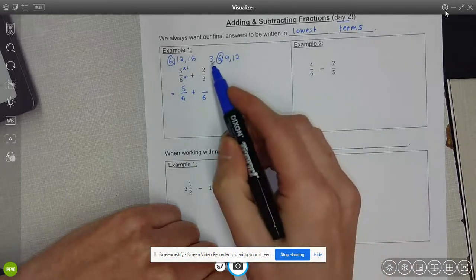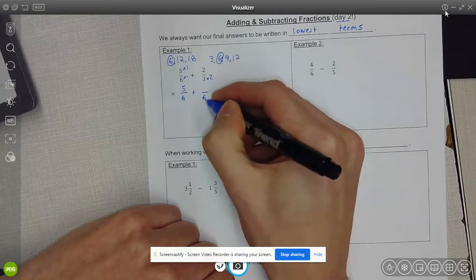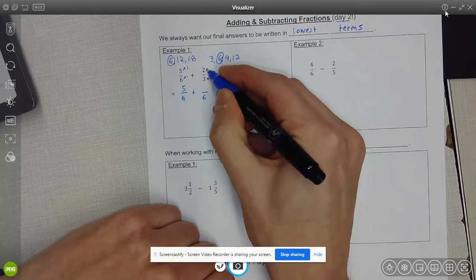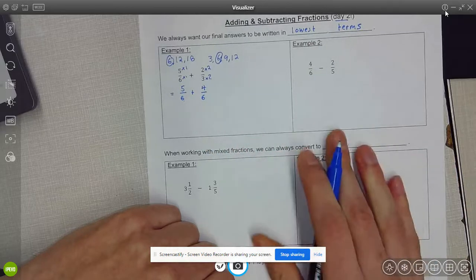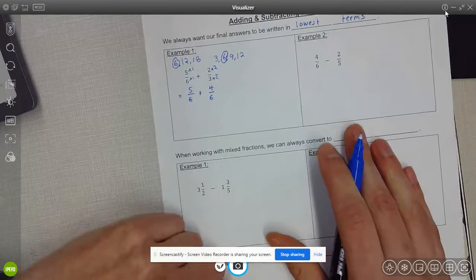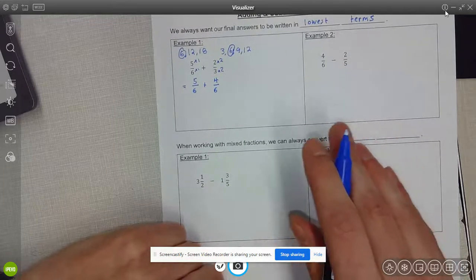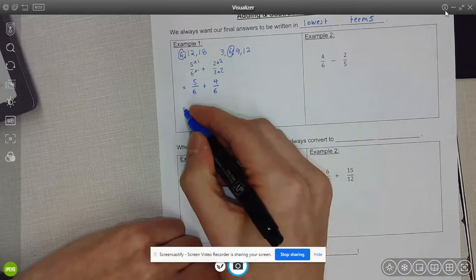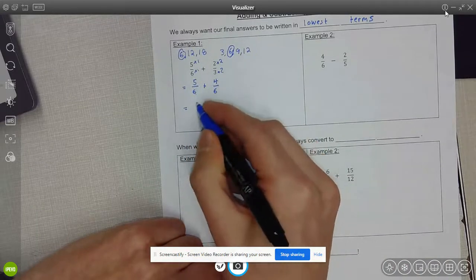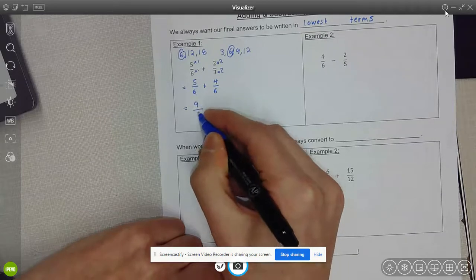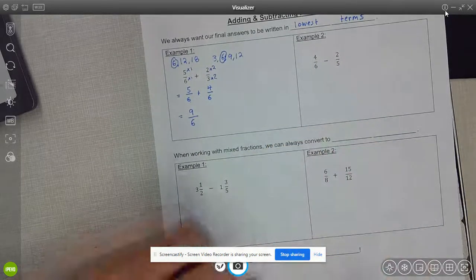Here I've got 1, 2. So I did times 2 on the bottom to make 6, and we always need to do the same on the top. 2 times 2 is 4. So that's my first step, to write the fractions with the same or a common denominator. Then I'm going to add the numerator. 5 plus 4 is 9. And the number on the bottom stays the same. So that's where we got up to in the previous video.